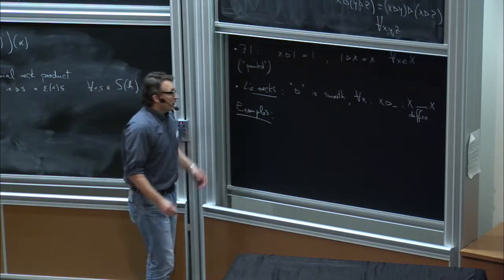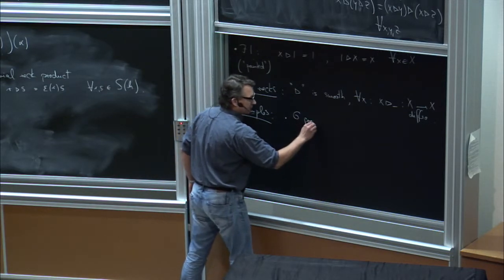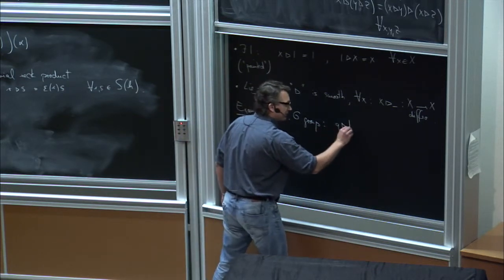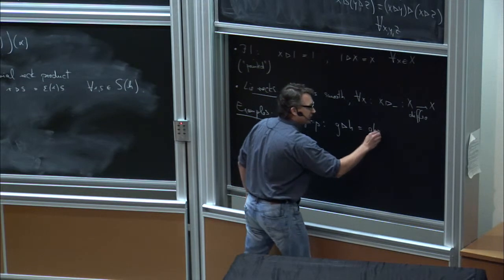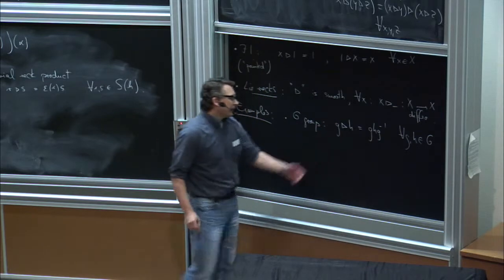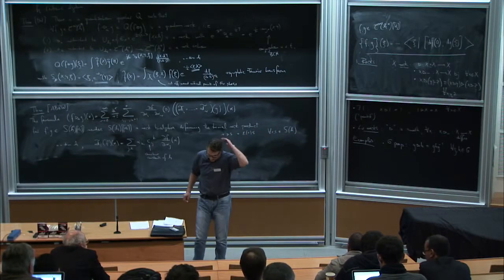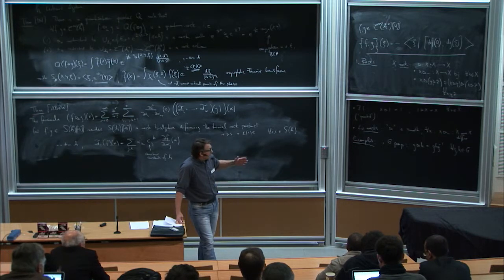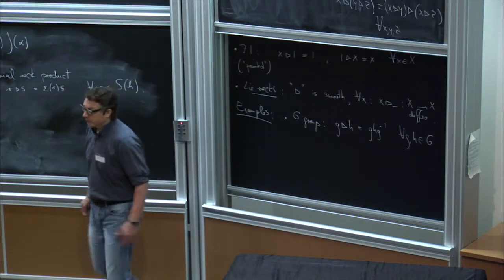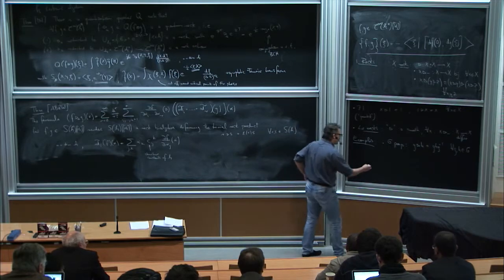The first example is a group. On each group you have a rack product which comes from conjugation. And so for Lie groups you get Lie racks. You can also take just conjugacy classes in the group, which give you an example of a rack, while it's not necessarily a subgroup.